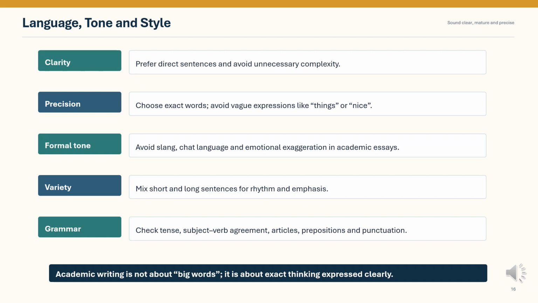Third, maintain a formal tone. Now, in academic essays, we have to avoid slang strictly. Chat language that we use on WhatsApp and other platforms, emojis and emotional exaggerations must be avoided. Fourthly, we must use variety in sentence structure. Mix short and long sentences to make your writing more natural. Finally, grammar, very important. The tense, the subject verb agreement, the articles, prepositions, punctuation, and spelling must be paid special attention to.